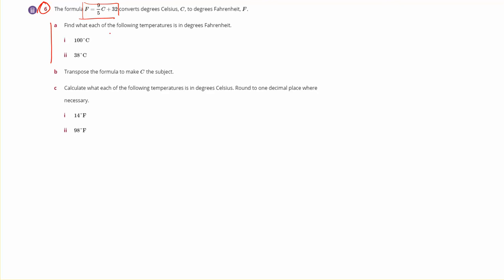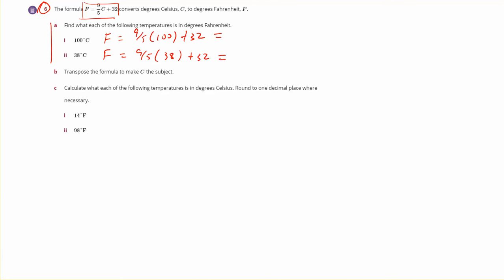It says, find each of the following temperatures in degrees Fahrenheit. And degrees Fahrenheit, just in case you didn't know, is a temperature measured in the US. They don't use Celsius, they use Fahrenheit in the US. So I want to convert 100 degrees Celsius to degrees Fahrenheit. So you just plug 100 into the formula. The brackets just means times. And for the second one, I'm doing the same, except instead of 100, I'm putting 38.